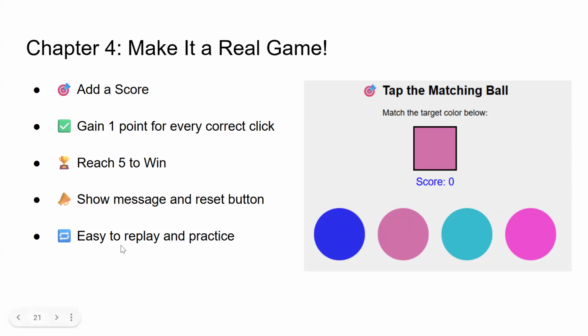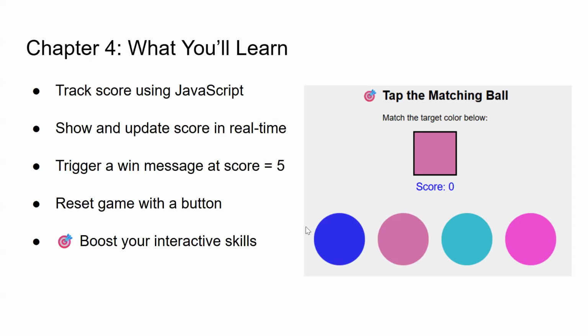So it would be easy to replay and practice. So you learn to track score. When you say track score, there should be some sort of HTML that shows the score, right? And then the functionality of it, which is JavaScript, right? And then show the updated score in real time. When I do the right one, it actually shows in real time, and then triggers a win message depending on how you wish. So if we put 5 here, and reset the game with a button. Yeah, there should be a button here, and then we reset. And that would make it quite an interactive game.